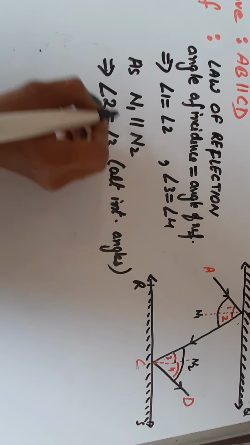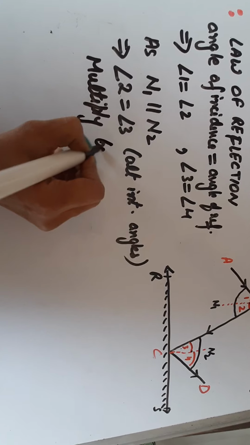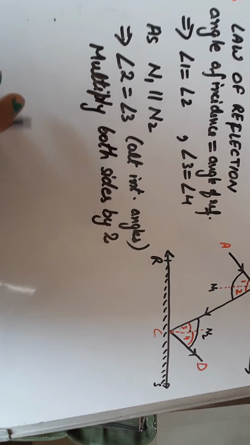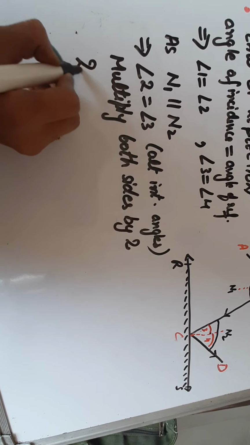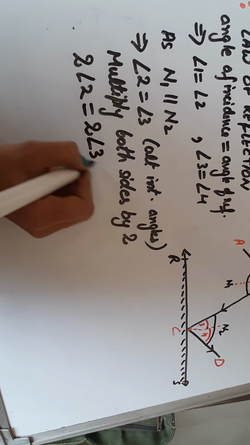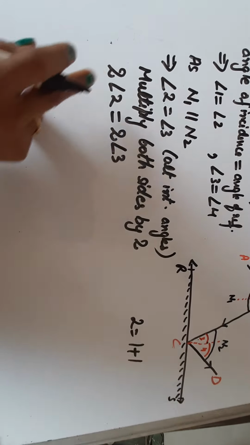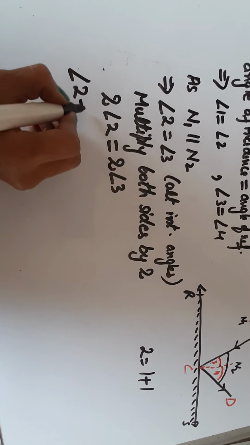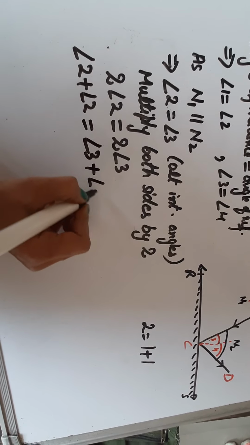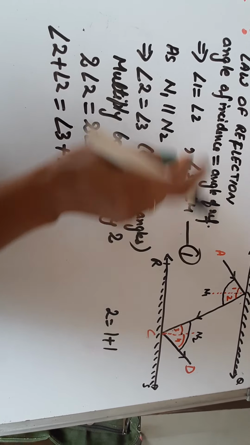Now let us multiply both sides by 2. What is the reason behind this? Let us see. So multiply the left hand side, angle 2, by 2, and multiply the right hand side, that is angle 3, by 2. Now 2 we can write as 1 plus 1. So twice angle 2 we can write as angle 2 plus 2, and this one also can be written as angle 3 plus 3. Now let us mark this whole as equation 1.